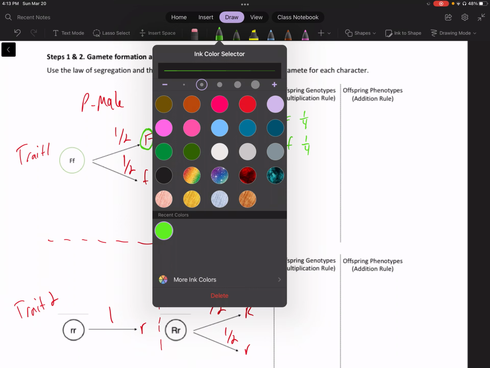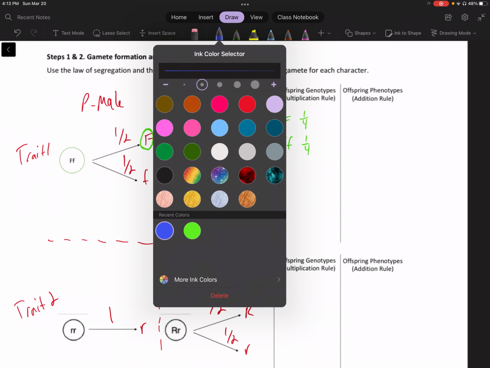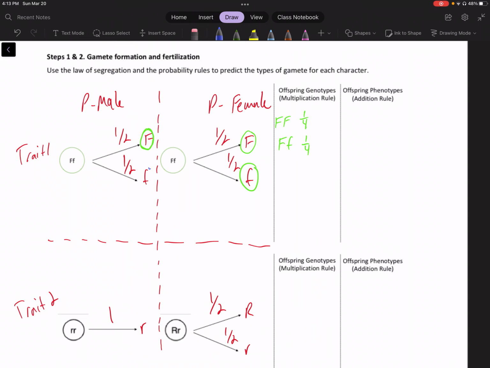So now I'm going to change colors again. I think I have to do a blue this time. Now I'm going to do this lowercase f times this capital F. I always write the dominant first so I can see it. So it's 1/2 times 1/2 is 1/4. This lowercase f times this lowercase f is 1/4. So it's kind of like that FOIL method. 2 sperm or 2 eggs are not going to fertilize each other, so you're going to multiply it by the opposite gender with the opposite gamete.